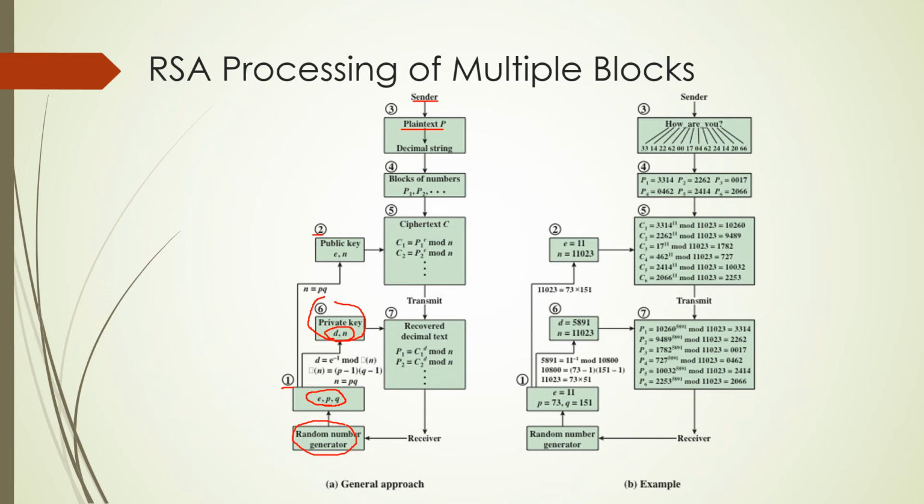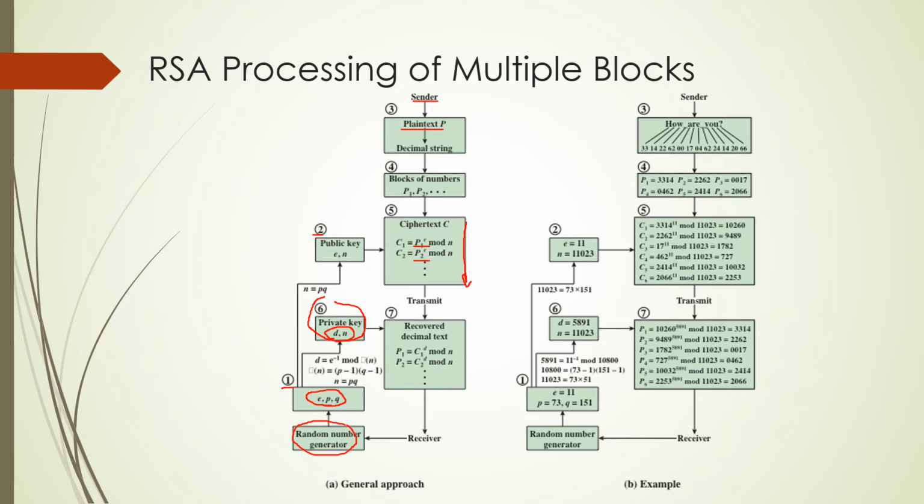And then we use the public key E to calculate the ciphertext of every plain text block. So C1 will be P1 to the power of E mod n, C2 is going to be P2 to the power of E mod n, all the way to, let's say, Cn equal to Pn to the power of E mod n. And then after calculating all the blocks of the ciphertext, we are going to transmit it to the receiving side.